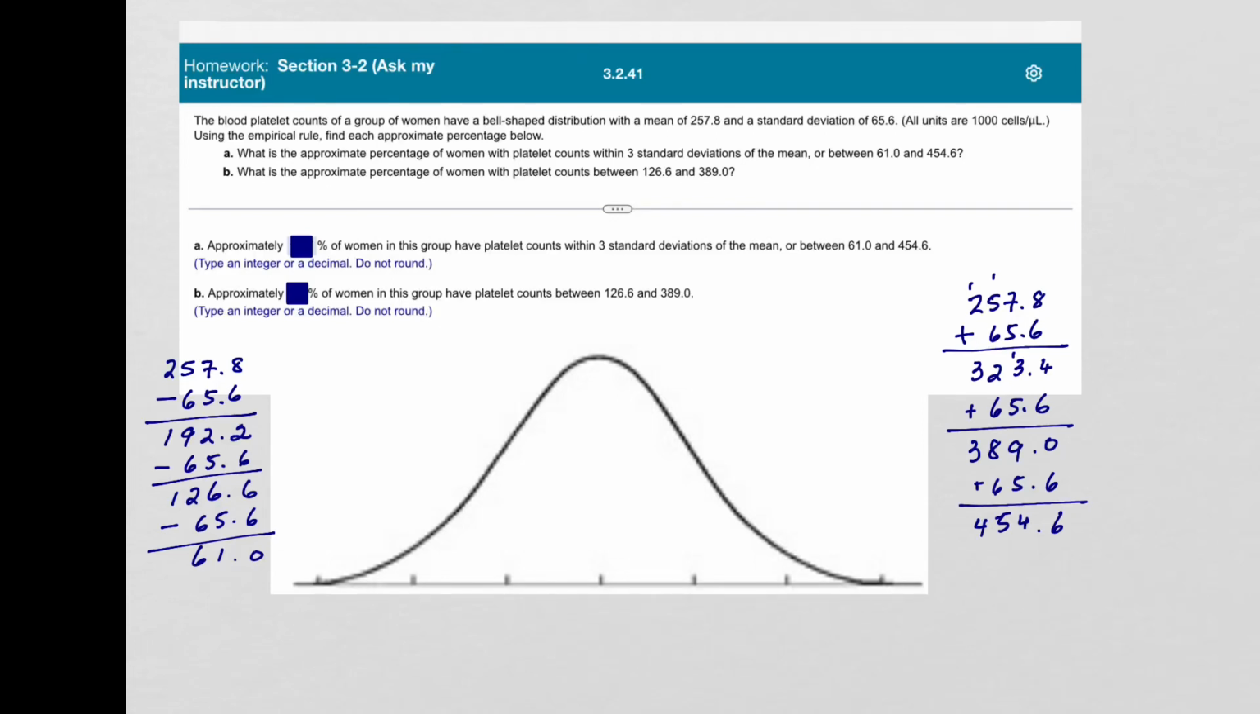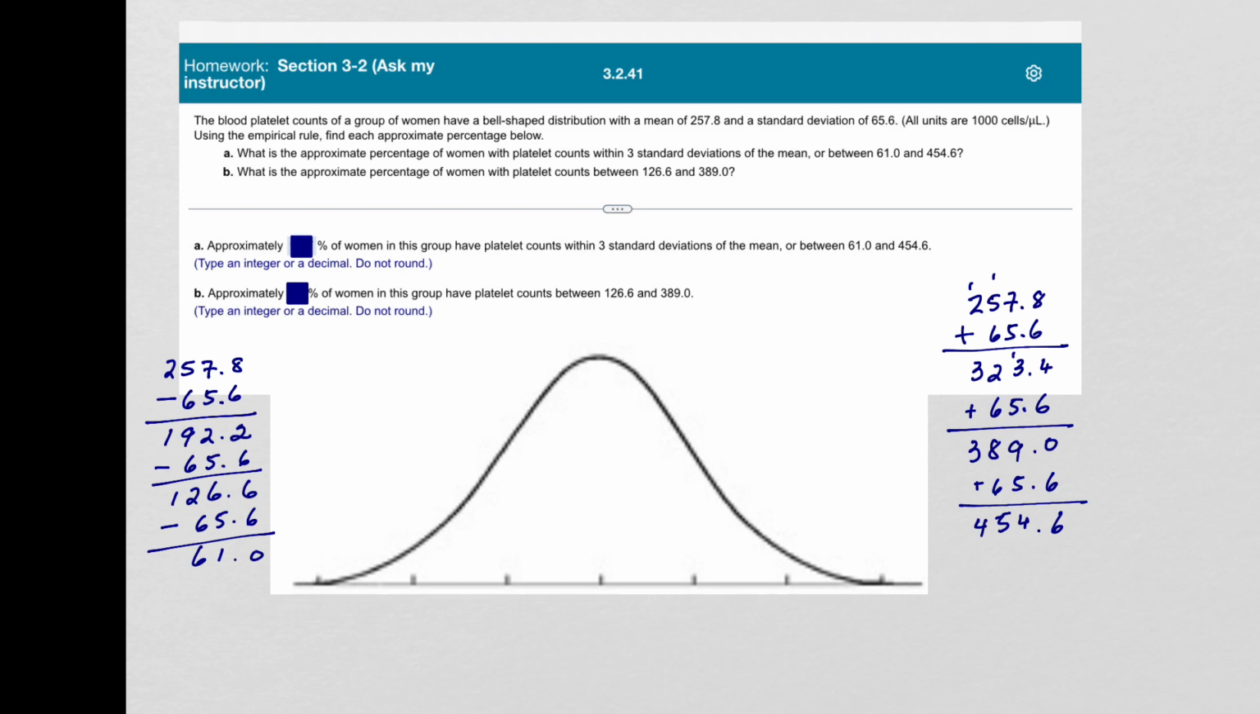In this problem, it says the blood platelet counts of a group of women have a bell-shaped distribution with a mean of 257.8 and a standard deviation of 65.6. So we're going to use the empirical rule.